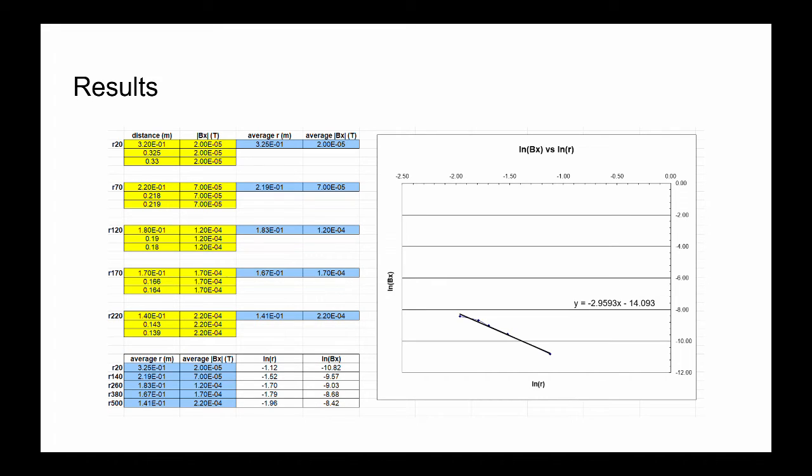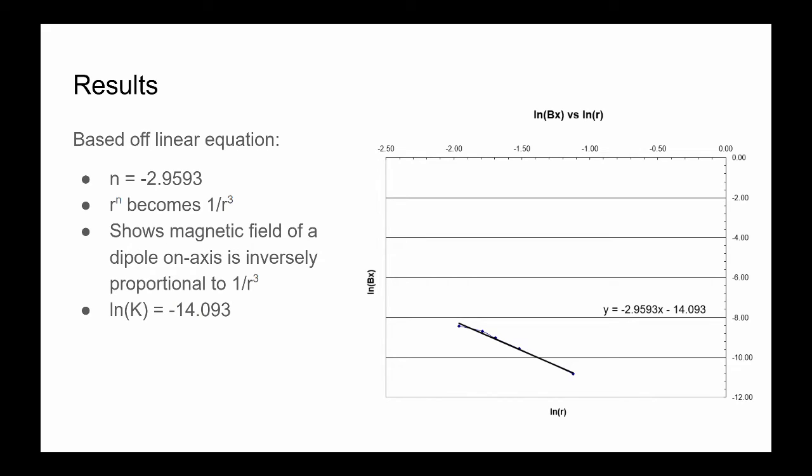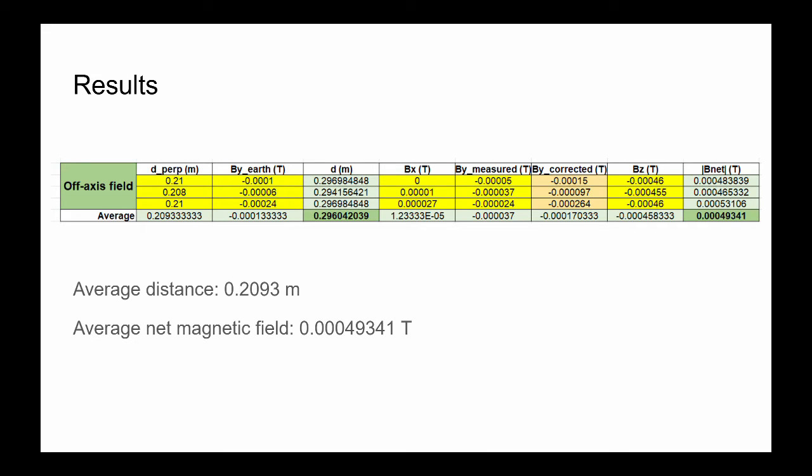So here are the results. The left side doesn't really matter as much, it's more the graph on the right, and as you can see, you have y equals negative 2.9593x minus 14.093. Based off this equation, we can see that n is equal to negative 2.9593, which basically means r to the n becomes 1 over r cubed, which shows that a dipole on axis is inversely proportional to 1 over r cubed, and ln of k would equal negative 14.093. And for the 45 degrees part, the average distance was 0.2093 meters, and the average net magnetic field was 0.00493441 teslas.